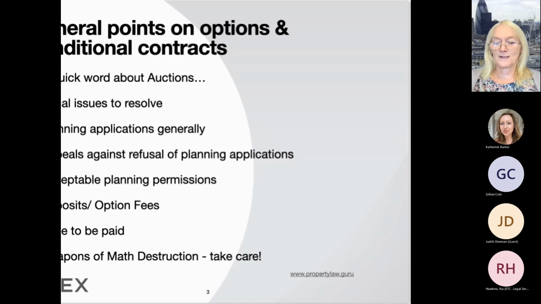So the words of the documentation said that in order to trigger the conditional contract becoming unconditional, it had to be an approved planning permission. So the seller had never approved the planning permission, so they weren't in a position to trigger the conditional contract. But they'd got planning permission, which had increased the value of the site massively.